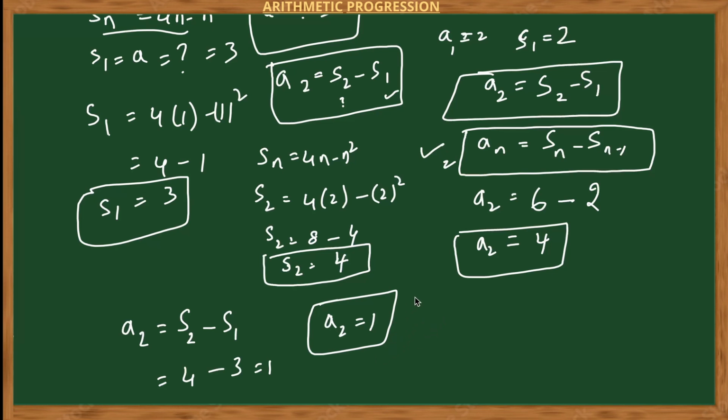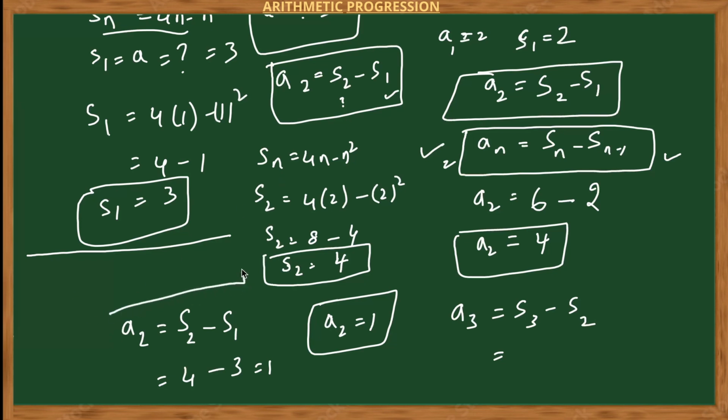Okay, so let's find the third term using the same formula. So a3 is the sum S3 minus S2. Here we need to find S3. We have S2. So how do we find S3? Similarly we can find it, like how we got it here, by replacing n with the value.